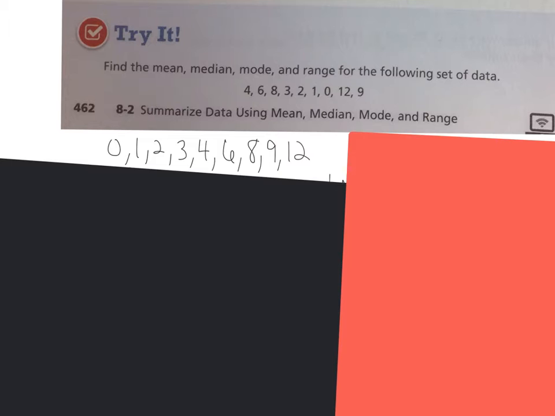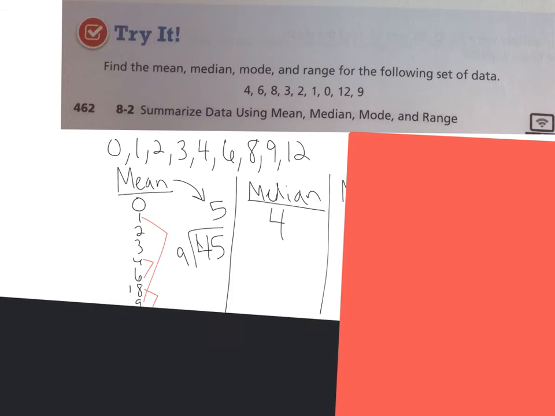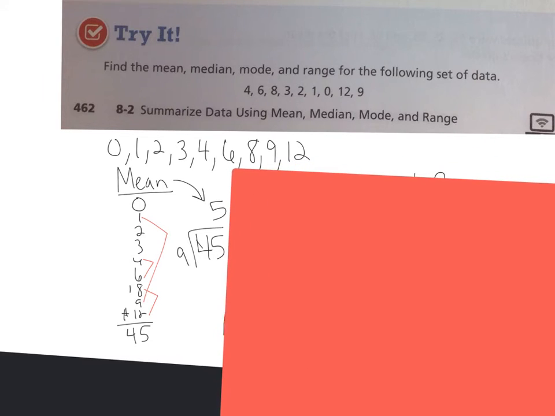Add all of the numbers together and then divide them by 9. Good. So we add them together. Add those together, we should get 45. And then 45 divided by 9 is 5. 5 is somewhere between our lowest and highest number, so that's probably okay.